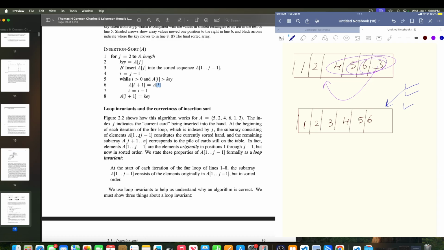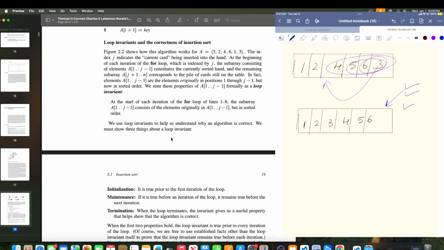The array consisting of elements 1 to J-1 constitutes the currently sorted hand, and the remaining J+1 to n correspond to the pile of cards still on the table. In fact, the elements are originally in positions 1 through n but now in sorted order. We state these properties formally as a loop invariant. We use loop invariants to understand why an algorithm is correct.